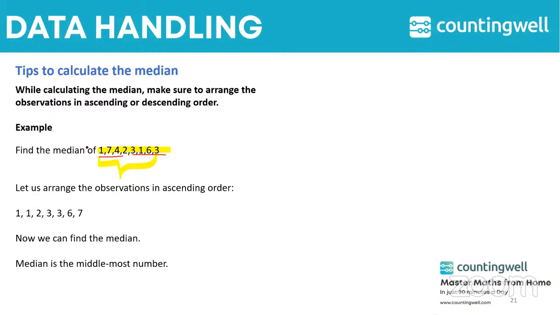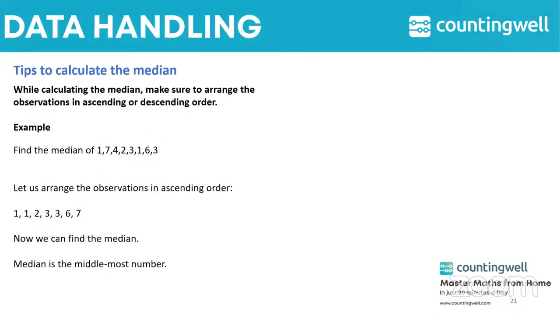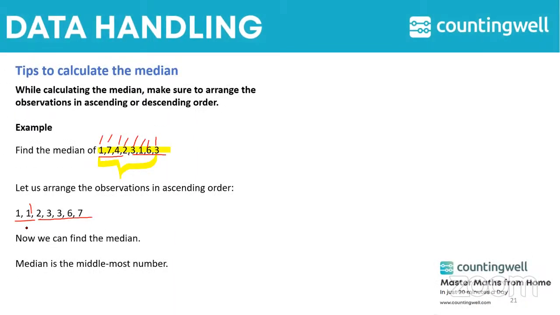Okay. So 1, 2, 3, 4, 5, 6, 7, 8. If we arrange the observations in ascending order, we have 1, 1, 2, 3, 3, 6, 7. Correct? So here the middlemost number is 3. That's why this is the median. But here we cannot find the middlemost number because these are not arranged in ascending order.